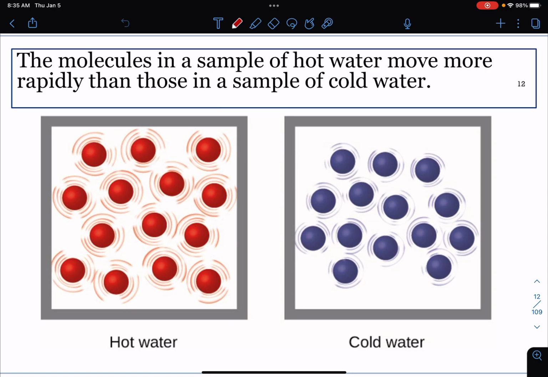Here is a great way that we can show on paper a hot substance versus a cold substance. The hot substance is usually pictured in a warm color such as red, and there are more circles or lines around the particles, showing fast, rapidly moving particles. The cold substance, or just relatively colder substance, is often shown in a colder color, like blue, and there are fewer lines or circles around each particle, showing that they are moving slower.